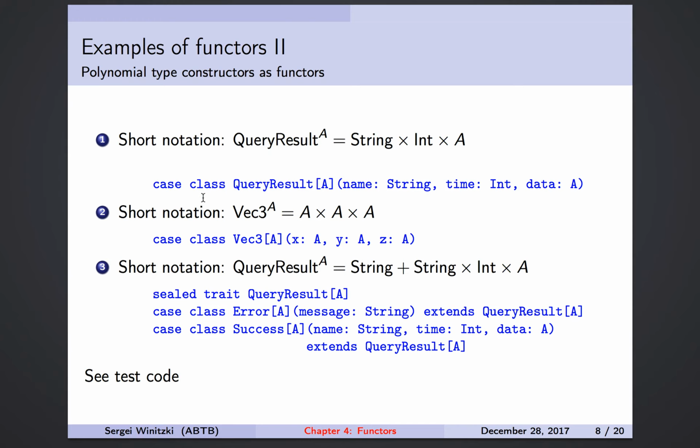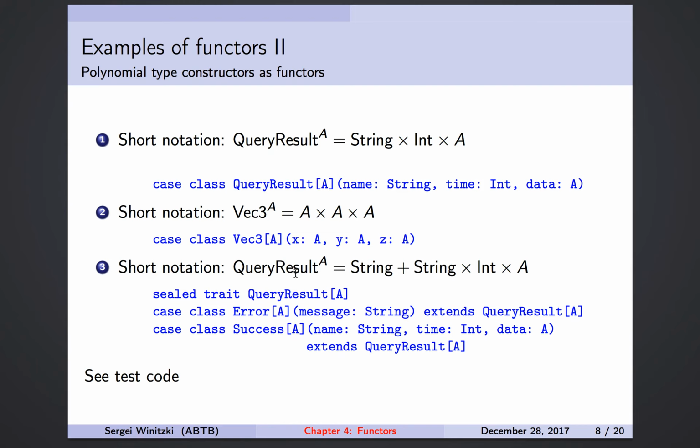And another example would be a vector in 3 dimensions having coordinates of type A. So you have 3 coordinates of type A. So A could be maybe double or real or complex or something like that. A 3-dimensional vector of type A with coordinates of type A.